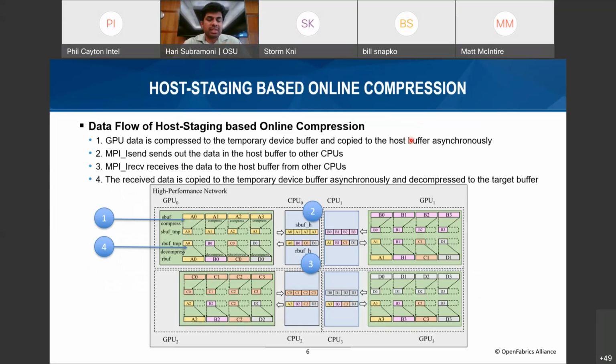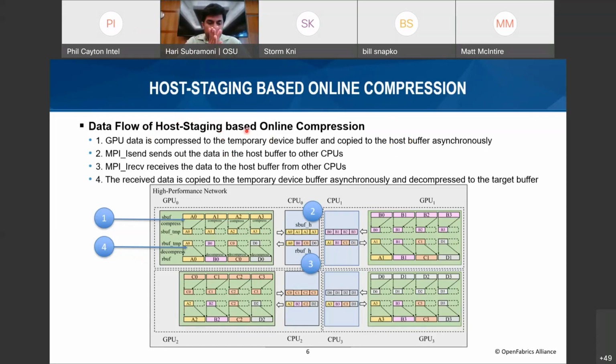And this is a design slide that highlights that. So this is the data flow showing how the host staging based online compression works. Now, what does host staging mean? In order to move data from a GPU on one node to a GPU on a different node, there are 16 different paths possible, okay? Depending on the relative location of the GPU and the HCA and the CPUs and things like that.